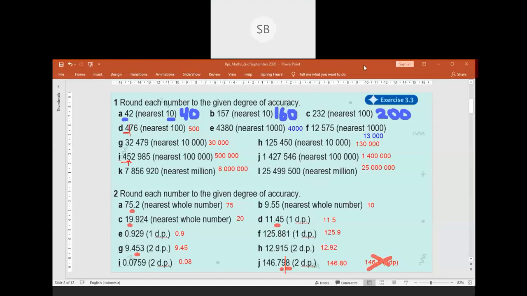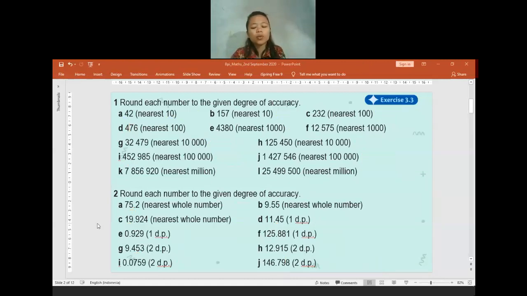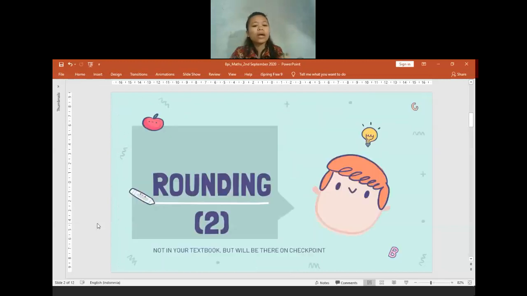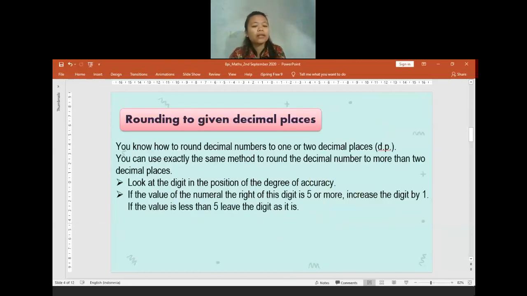I will be discussing something else. It's not in your textbook, so please listen to what I share through the PowerPoint, because now we are going to round off a number to the given significant figures. It's not in your book 8, but when school reopens, you will get book 9. It's the same topic of rounding off, and it will be in your checkpoint. So please listen carefully. If my explanation is not clear enough, feel free to interrupt me. Do not keep being quiet.